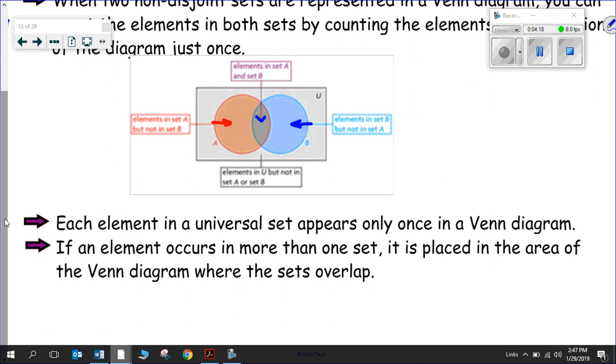Each element in a universal set can only appear once. So we can't have an element that's in A and B separately. If they are in both, they go in the middle. If an element occurs in more than one set, then again, it goes where they overlap.